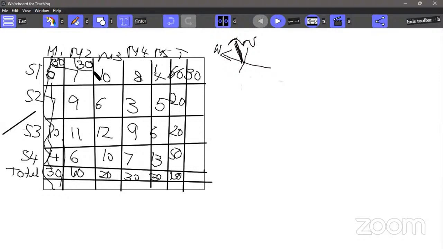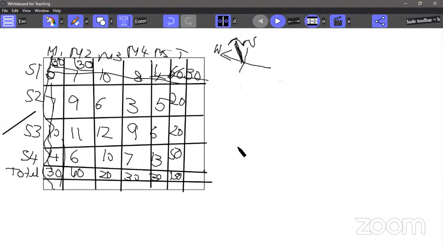Why I'm writing 30 is because M2's demand is 40, isn't it? M2's demand is how much? 40. So can't I supply 30 from S1? Yes, I can. Now, isn't S1 factory's entire produce exhausted? S1 is empty now. I will strike off S1 with a pencil. Is that clear?